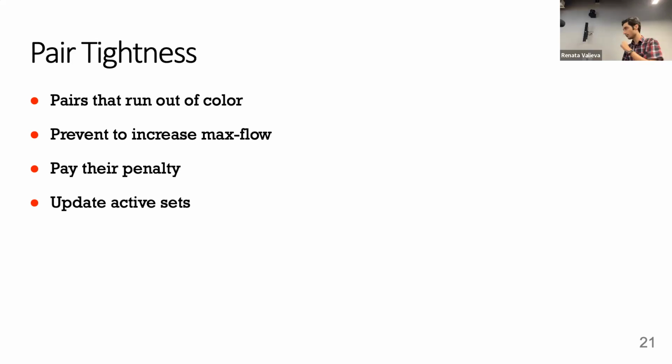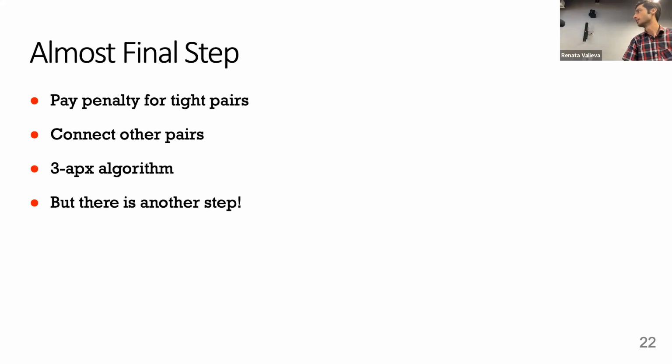Okay, so when we have a tight pair, we decide to pay the penalty, because we ran out of the color for that pair. We don't want to continue to color with that pair. We pay their penalty and remove their demands. We don't assume that we have these demands anymore, and we continue the process. We continue this process until the end of the algorithm.